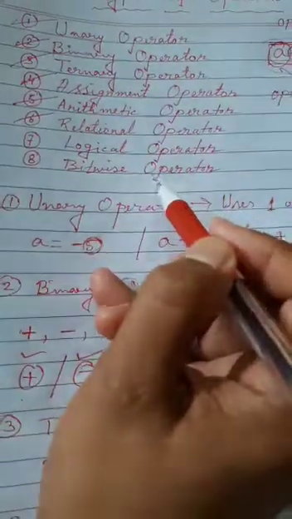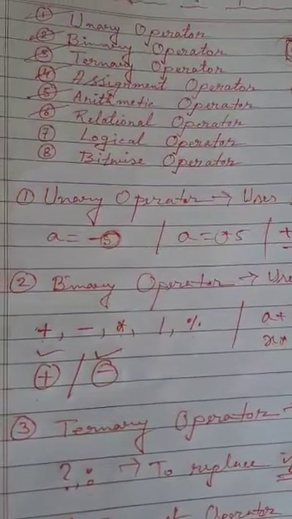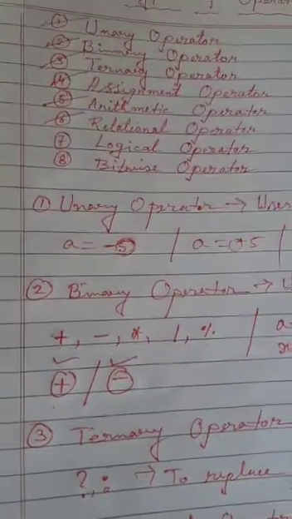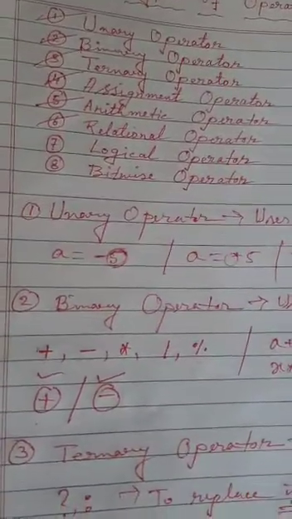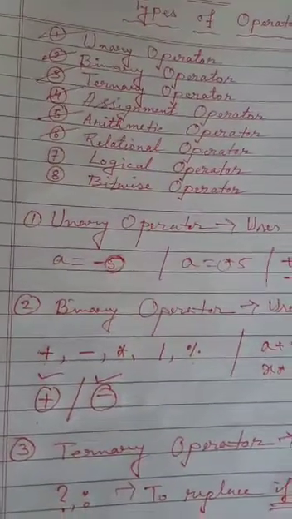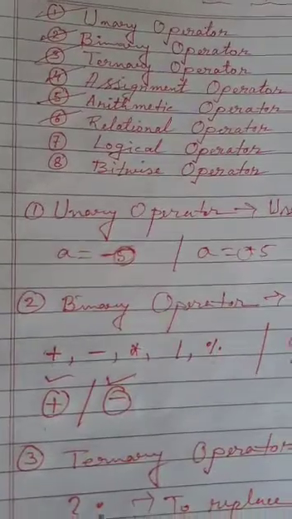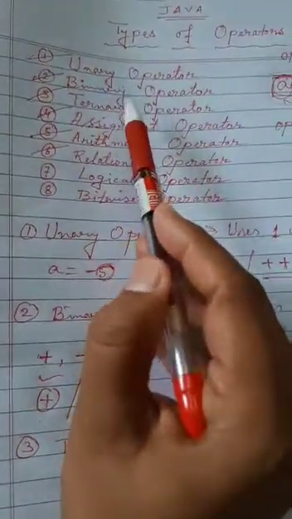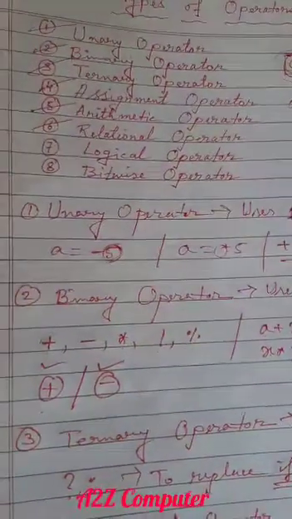Now the next is logical operators. The functions of logical operators and bitwise operators, I will explain these two in the next class. So today in this class I have explained unary, binary, ternary, assignment, arithmetic and relational operators. Okay. Thank you.